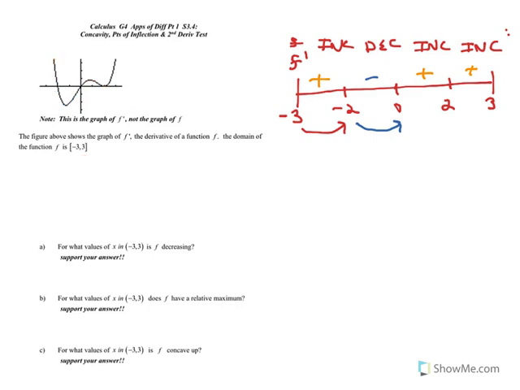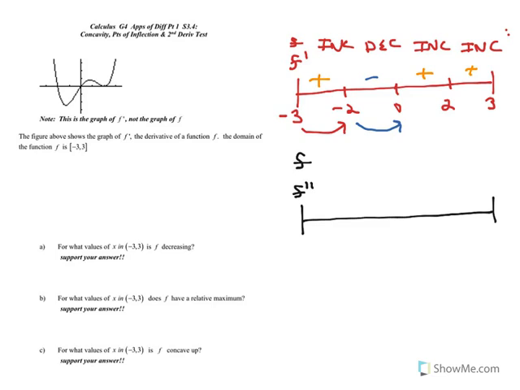So for a second derivative test, what do we need for information on a second derivative test? Similar information to a first derivative test, we need to know where the second derivative is 0.